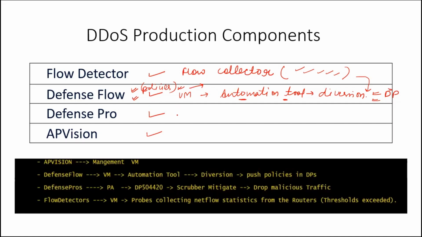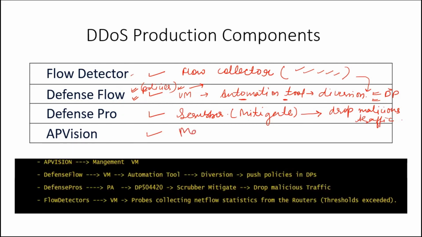Then we have the defense pro. Defense pro is a kind of scrubber, and it mitigates those attacks, the dirty traffic. It mitigates and sends the clean traffic back to the network. The main functionality of this component is that it drops the malicious traffic. In the next slides, we will see how it drops the malicious traffic, and we will also see the defense flow and the defense pro.